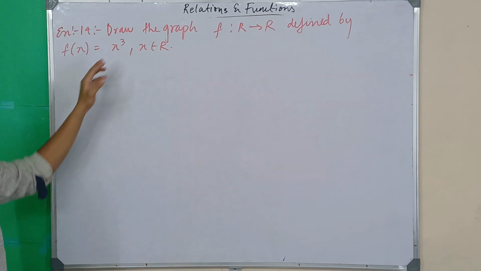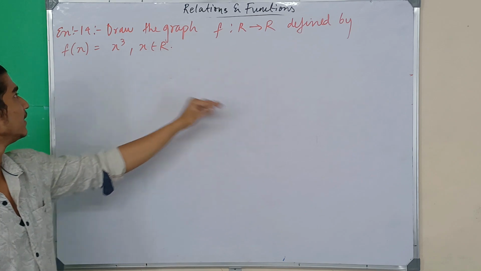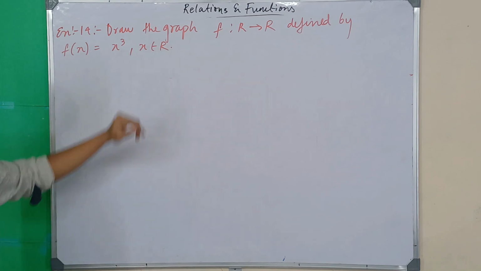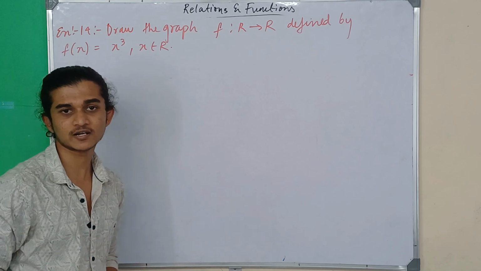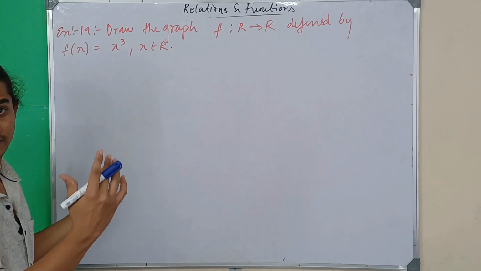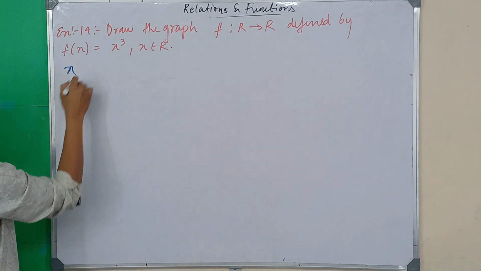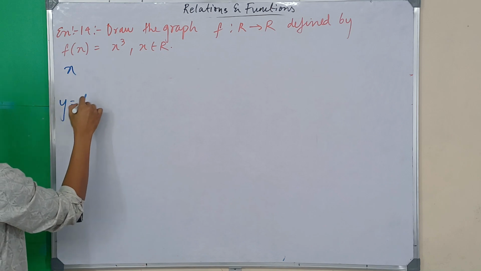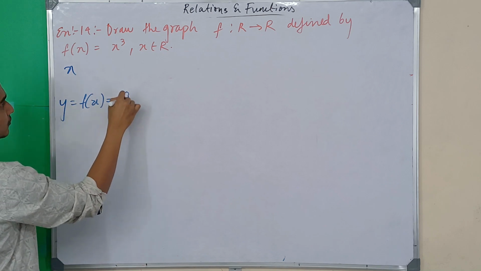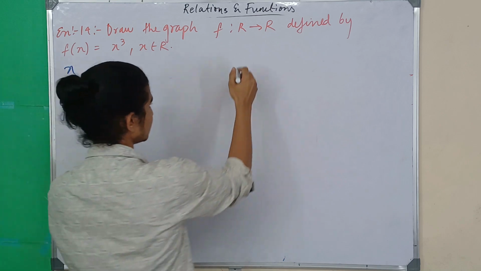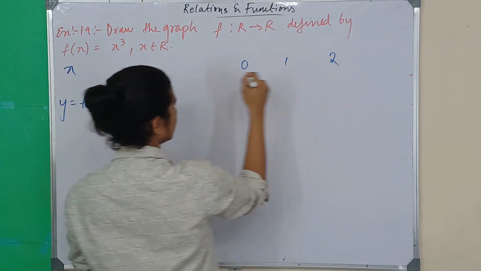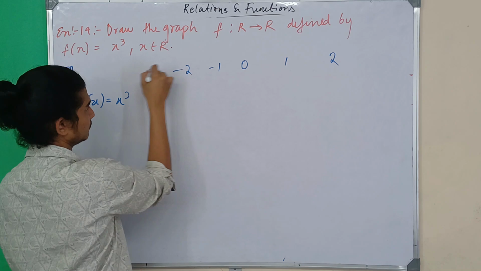So the next problem is: draw the graph of the function from R to R defined by f of x equal to x cube, where x belongs to real numbers. So let's draw the graph, and you probably know the best way of drawing a graph is putting the table as we did before. So x, y, f of x equal to x cube. We're going to take some random values of x like 0, 1, 2, and here we're going to take minus 1, minus 2, till minus 3.